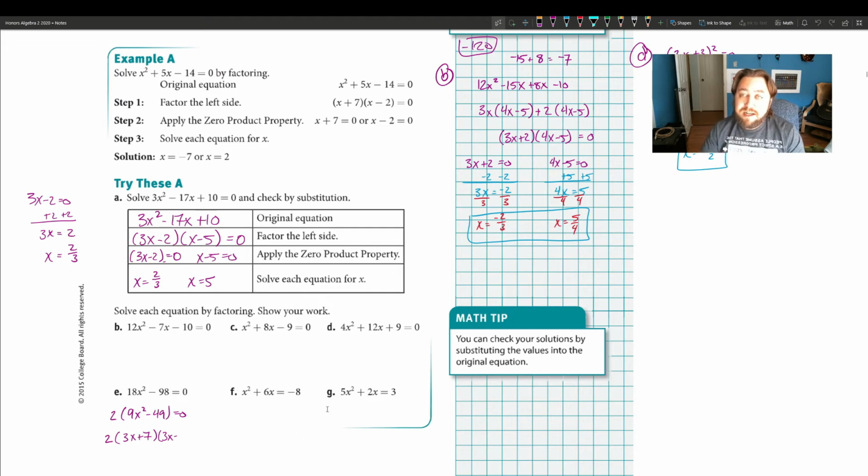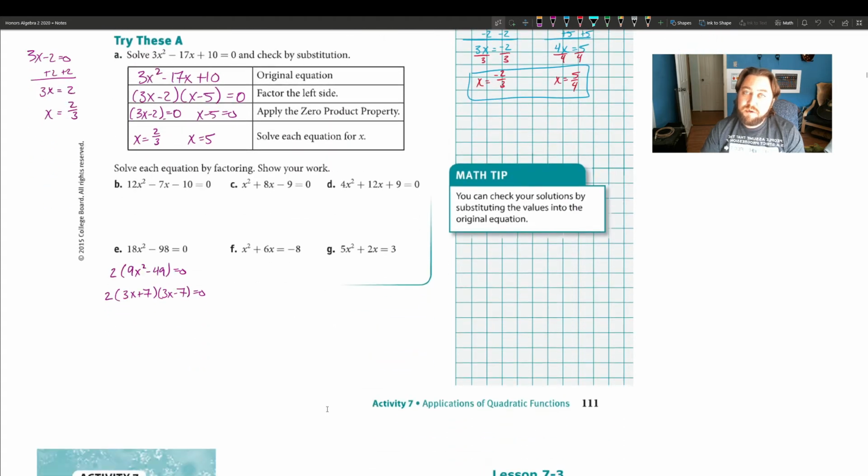Okay, so now we're going to use the 0 property. So technically here, we would do the 0 property 3 times, but one of them is what I would call pretty stinking extraneous. We're going to set 3x plus 7 equal to 0, 3x minus 7 equal to 0. We also have another factor, which is 2. 2 equals 0 doesn't make any sense, so we're basically going to throw that out as extraneous. Make sense? Why do work if it doesn't make sense?